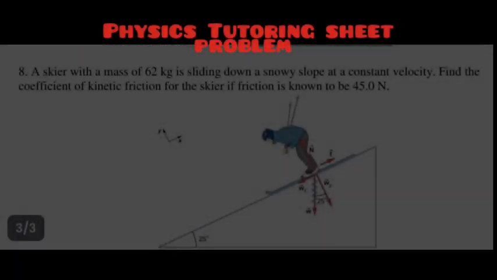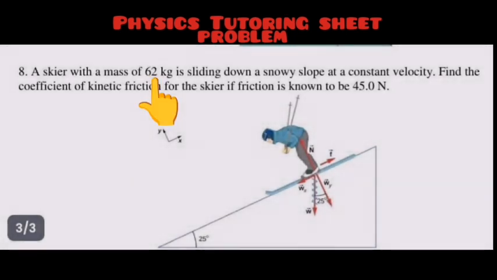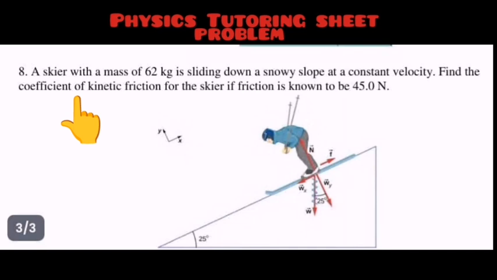Yo, let's look at this question that I got from a physics tutorial sheet. It's saying that a skier with a mass of 62 kilograms is sliding down a snowy slope at a constant velocity. Then they're asking us to find the coefficient of kinetic friction of the skier if the frictional force is known to be 45 newtons.